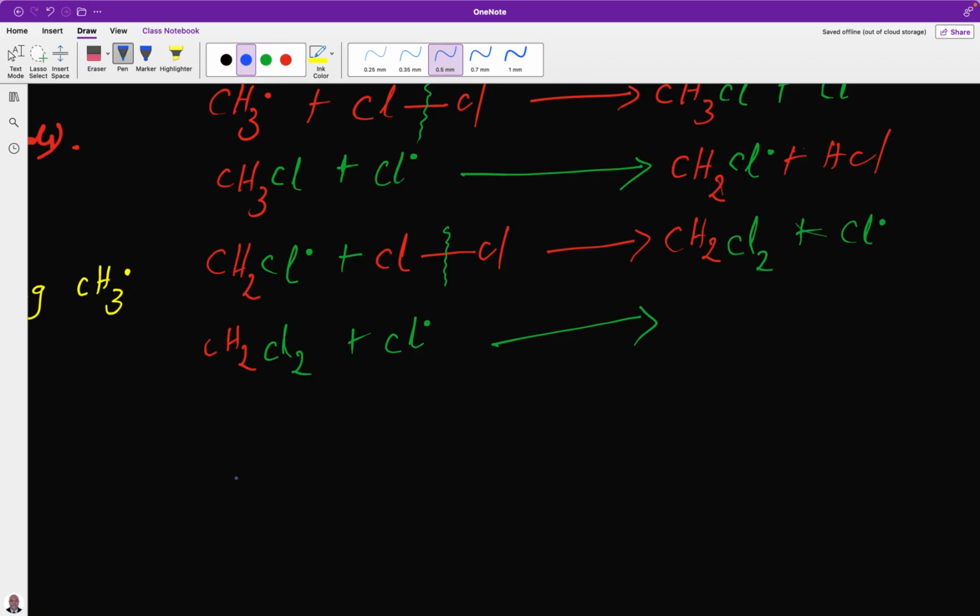This carbon atom, this hydrogen, and these are the two chlorine that are there. Now it is reacting with this free radical. What happened is that we have to substitute this hydrogen.